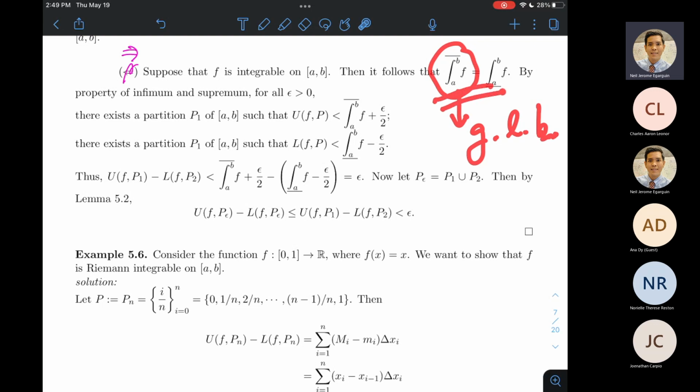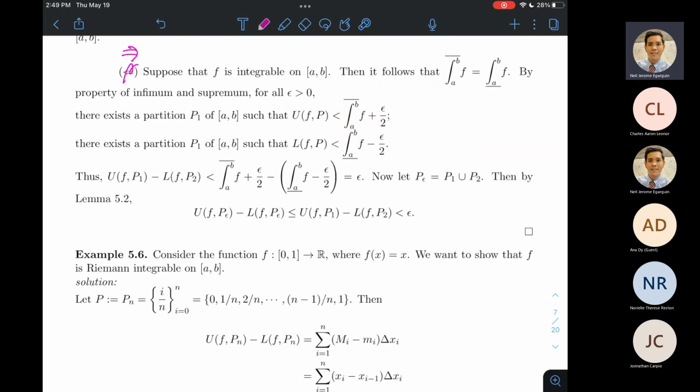Kasi ito na nga yung greatest lower bound. So if I add to it a small positive number, say epsilon over 2, this sum will not be a lower bound. Okay? So dahil hindi na siya lower bound para sa set ng lahat ng mga upper sums, there will exist at least one upper sum which is smaller than this guy. Kasi nga, yun yung magpapadisqualify sa kanya sa pagiging lower bound.